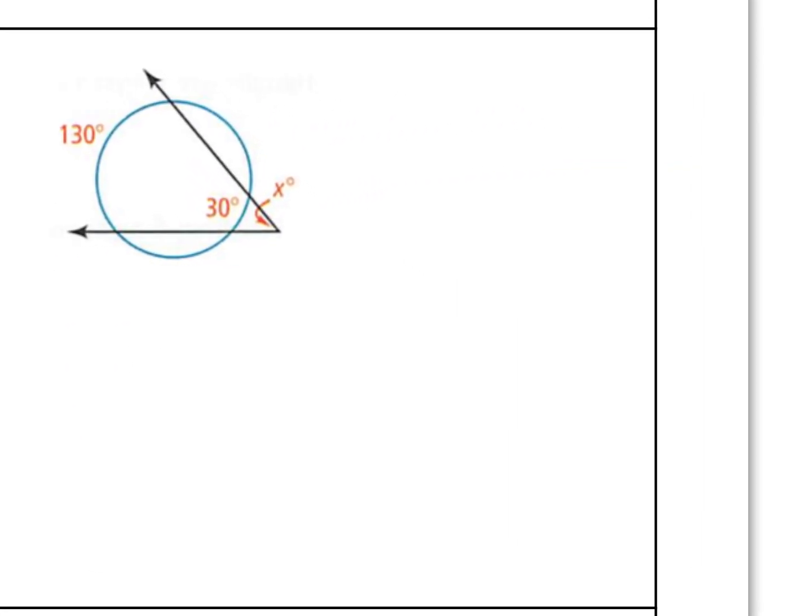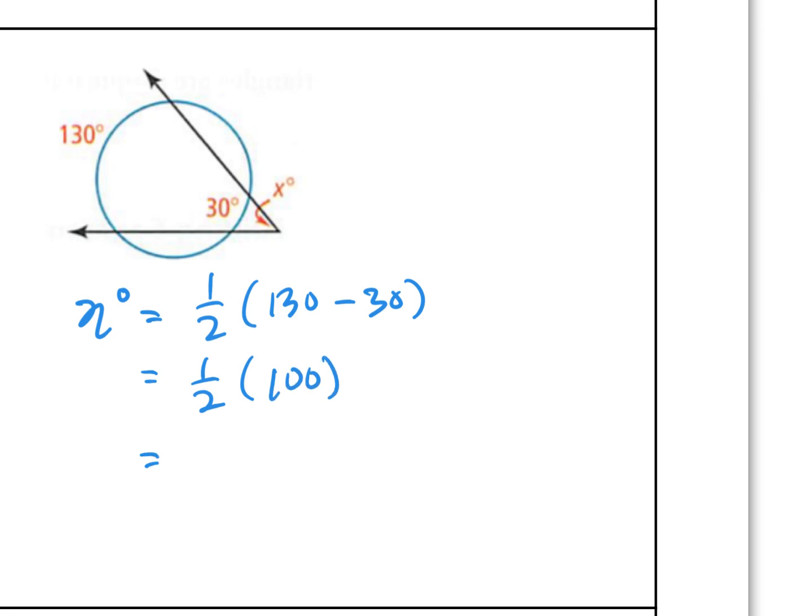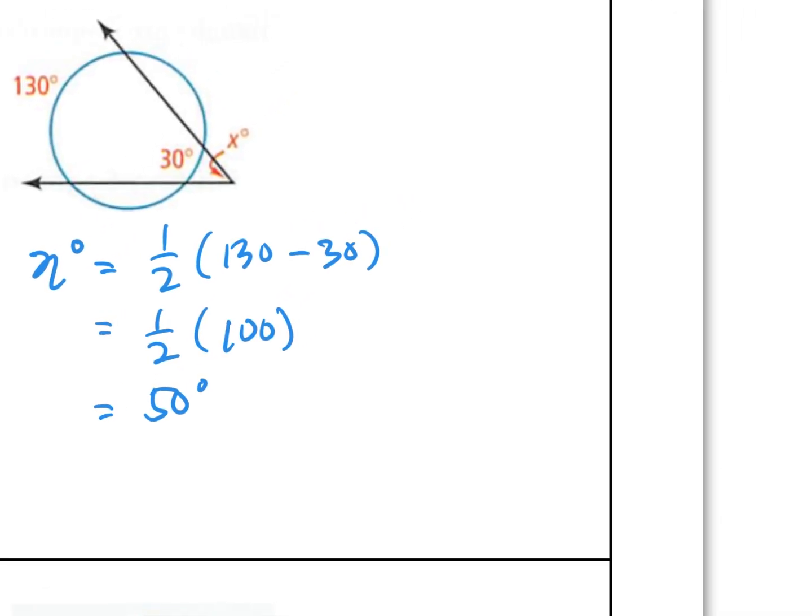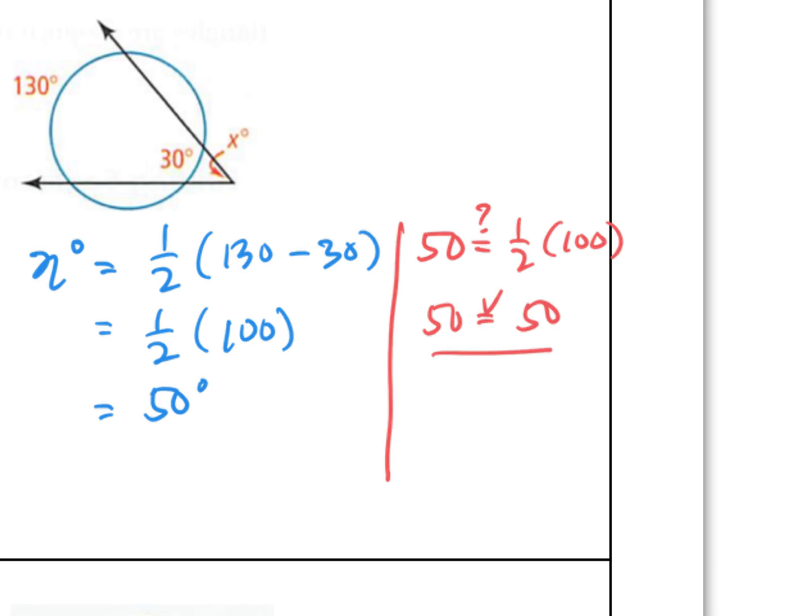Okay, here x degree again, so it's saying x degree is equal to 1/2 of 130 minus 30. That's going to be 1/2 of 100, and half of 100 is 50 degrees. Now let's do some recheck as usual. So how do we do that? Put them back together. So 50, is it equal to 1/2 of 100? Yes, it's totally very obvious. Half of 100 is 50. So calculations are correct.